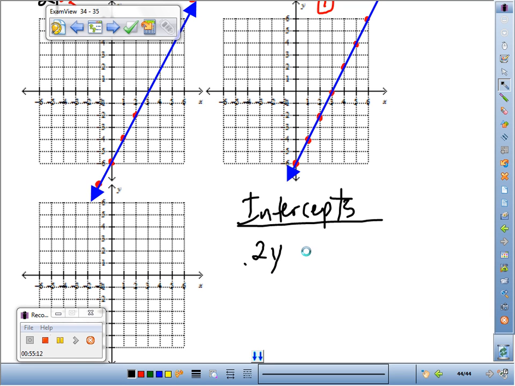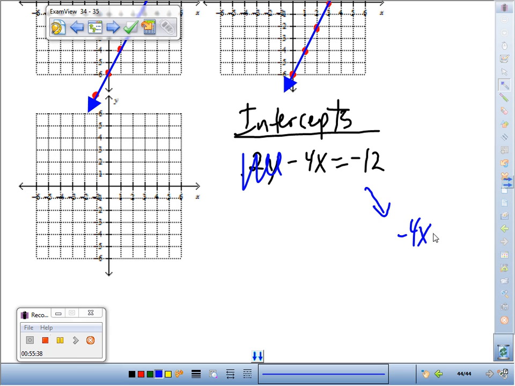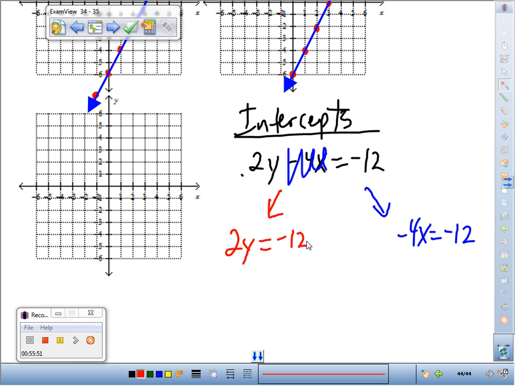2y minus what? Minus 4x equals negative 12. Check this out. Everybody look up. Instead of doing the substitution for 0, I'm going to give you an easier way of doing this one. Watch. If I was to cover the y, I end up with negative 4x equals negative 12. Is that correct? So I'm going to write that over here, negative 4x equals negative 12. And if I was to cover the x value, what do you see? The y. So that means I'm going to write 2y equals negative 12. Do you guys see what I did there? And then you just solve for each and you plot your points in your graph.